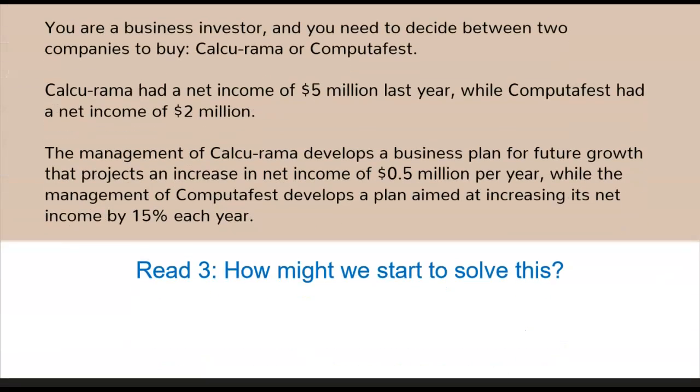So you are a business investor and you need to decide between two companies to buy, Calcu-rama or Computafest. Calcu-rama has a net income of $5 million last year, while Computafest had a net income of $2 million. The management of Calcu-rama develops a business plan for future growth that projects an increase in net income of $0.5 million per year, while the management of Computafest develops a plan aimed at increasing its net income by 15% each year. How might we start to solve this?